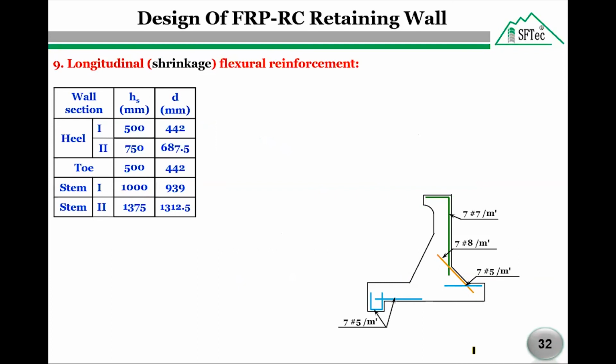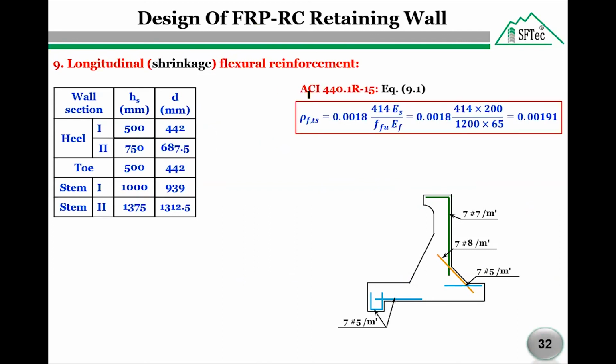In step number 9, we are going to estimate the shrinkage reinforcement in the longitudinal direction and the compression reinforcement in the wall. In addition to the provided main reinforcement with FRP bars, another kind of reinforcement must be provided in the longitudinal direction to control shrinkage and temperature cracking. In accordance with the American standard ACI 440.1R of the year 2015, the shrinkage reinforcement can be calculated using this equation. However, this amount is checked with the minimum reinforcement ratio according to the Canadian standard S806.